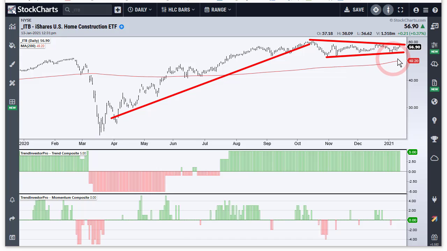But, you know, ITB could pull back into this zone here in the low 50s and still be in an uptrend. In other words, that would probably set up a mean reversion opportunity.